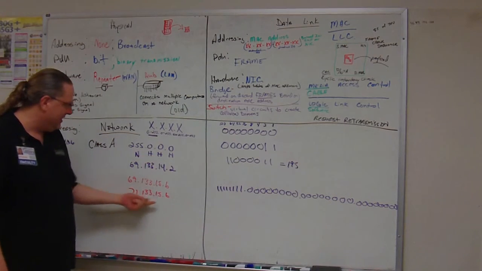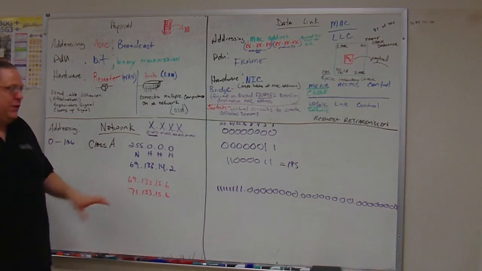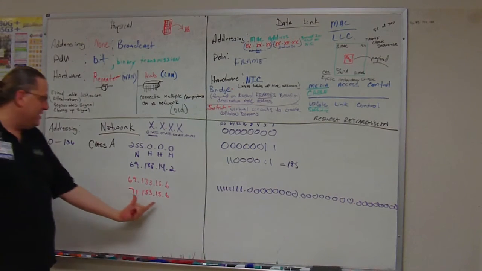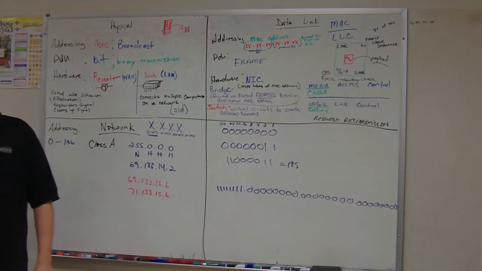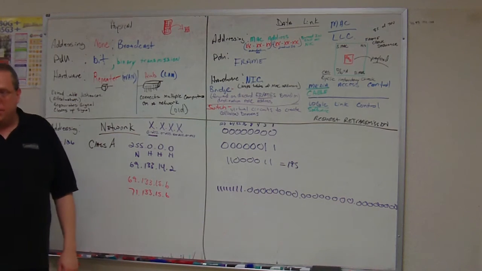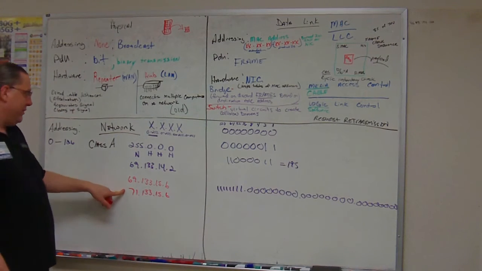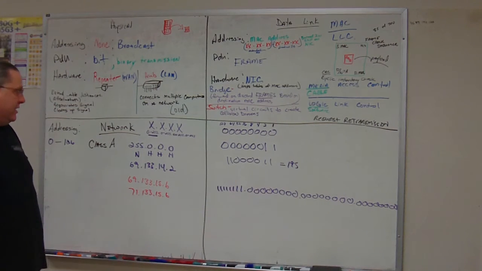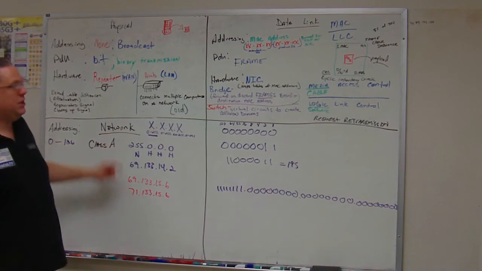The host portion is the same, 133.15.6, and all this means is this is a computer on this network, and this is a computer on this network. They just happen to have the same host portion, which means nothing. But you really wouldn't see that, though, would you? Yes, you could. Somewhere in the world, some computer on some network is identified as 69.133.15.6. And somewhere in the world, some computer or network is identified with 71.133.15.6. And both of those IP addresses have this default subnet mask.